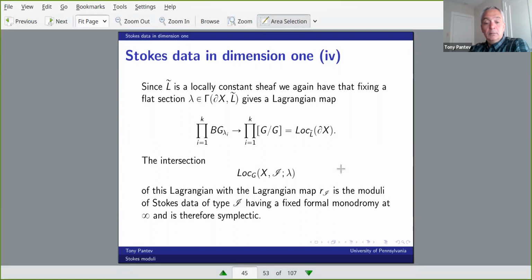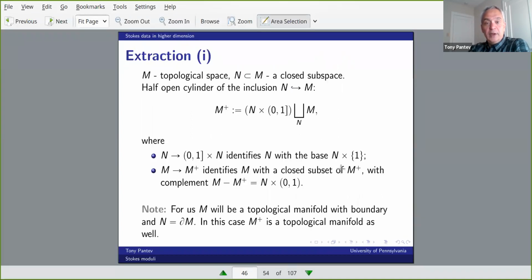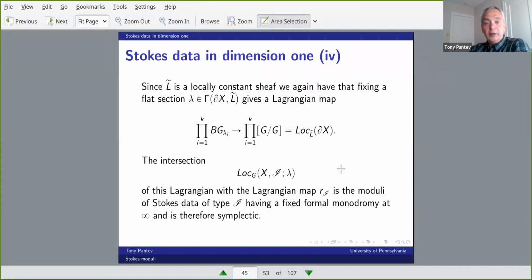And okay, so I'm going to stop there. The rest of the story is about higher dimensions, but yeah, questions. Yeah, let's thank the speaker, I think.